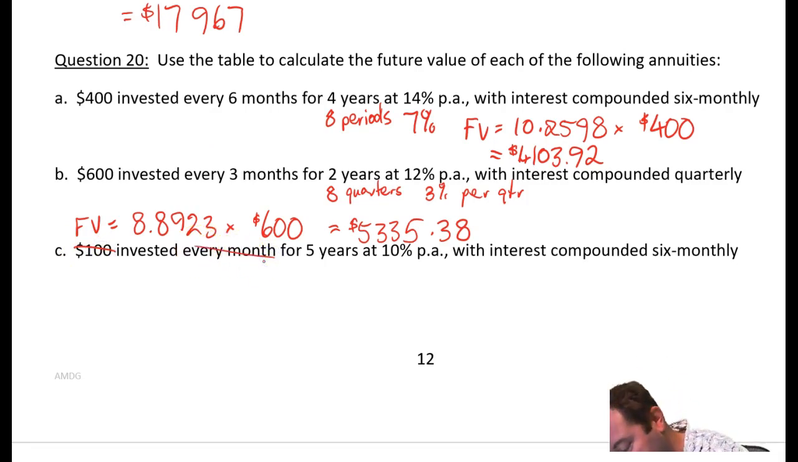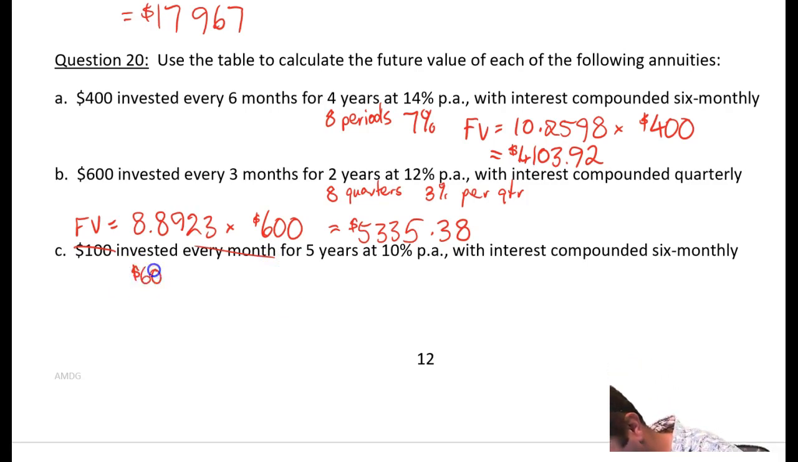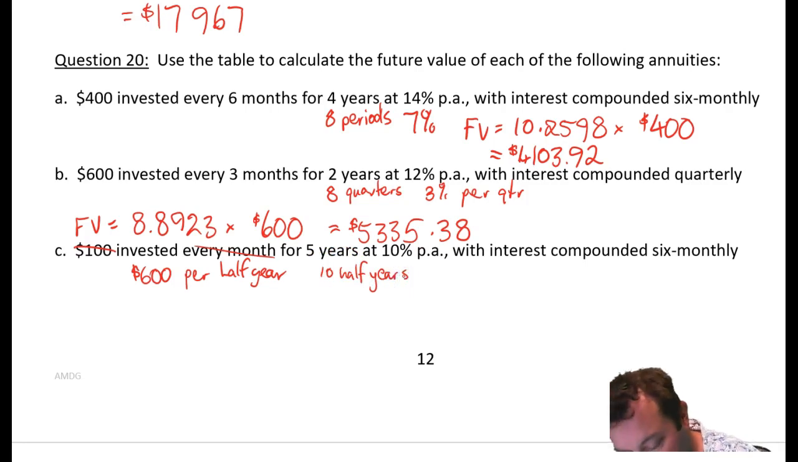I'm going to say that's the same as, oops, right here. Oh, my pen's gone funny. I'm going to say that's the equivalent to $600 per half year. Okay. Now 5 years means I've got 10 half years. 10% per annum is going to be 5% per half year. Okay.